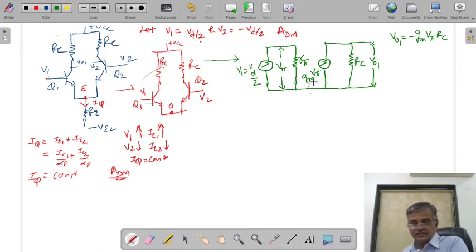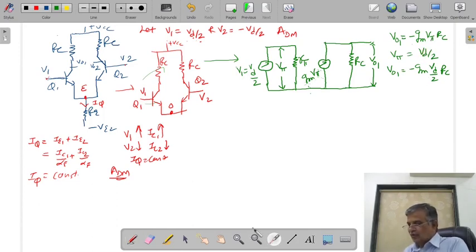It provides how much current? Gm into V pi. So what is your voltage? VO1 is minus Gm V pi into RC. Now put V pi equal to Vd by 2. So I can write the output voltage as minus Gm Vd by 2 into RC. I think you can get the things. V pi, yes, I have kept this value here.